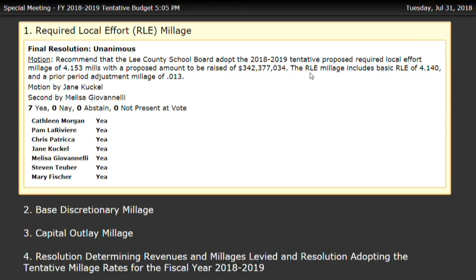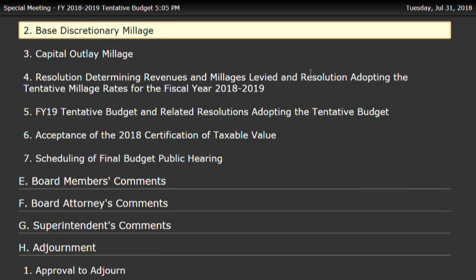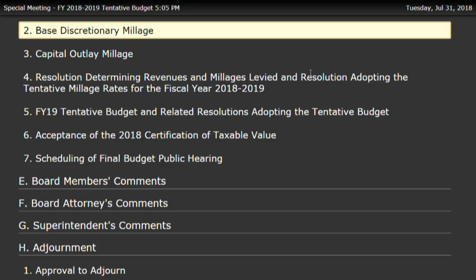Okay, the motion passes 7-0. Second recommendation, please. Recommend that the Lee County School Board adopt the 2018-2019 tentative proposed basic discretionary millage of .748 mils with a proposed amount to be raised of $61,665,789. Board members, you've heard the superintendent's recommendation. Is there a motion to approve? So moved. Moved by Ms. Fisher, seconded by Ms. LaRiviere. Discussion? Seeing none, please record your vote.